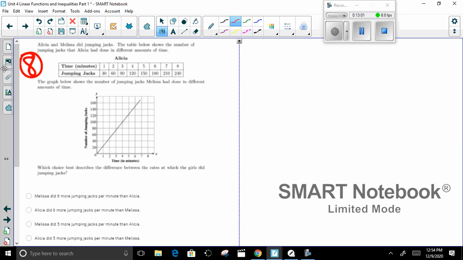Alicia and Melissa did jumping jacks. The table below shows the number of jumping jacks that Alicia had done in different amounts of time. So let's look at Alicia. In 1 minute, she did 30. In 2 minutes, she did 60. So every minute, how many jumping jacks is she doing? She's doing 30, so my slope is 30 here. Now let's look at Melissa. All right, so let's find Melissa's rate of change.